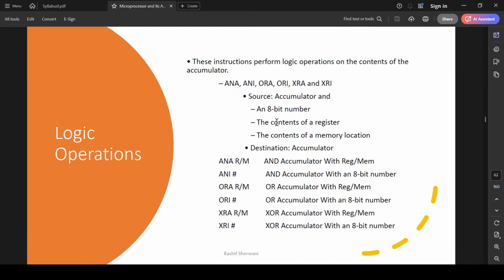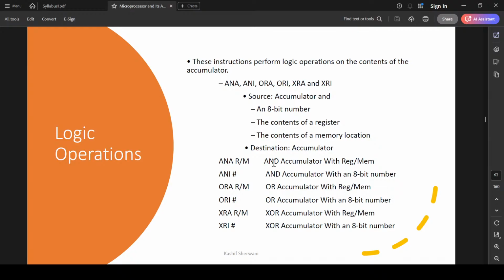The source is the accumulator and an 8-bit number, a register content, or a memory location content. So you have two inputs. The first input is the accumulator, the second input can be a number, the content of a register, or the content of a memory location. And you have to AND both of these inputs. So ANA R/M means AND the accumulator with a register or memory. This A stands for accumulator, R or M. The register can be B, C, and M can be 2000H or something else.